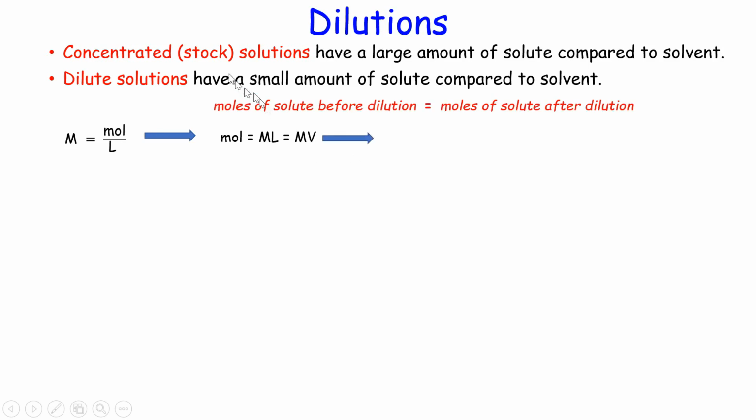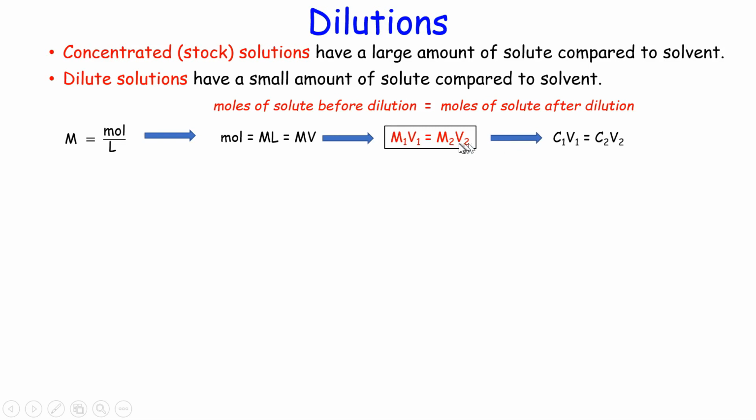Then when you dilute a concentrated solution, the number of moles of solute before the dilution should be the same as the number of moles after the dilution. So that would make sense. So therefore, M1V1, what is M times V? That's the moles. The moles before dilution equals the moles after the dilution.